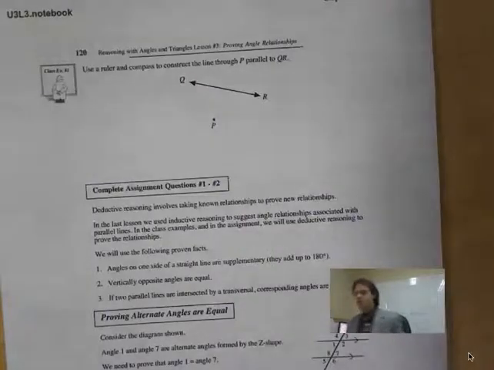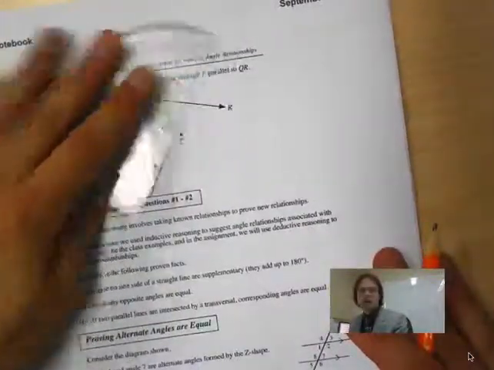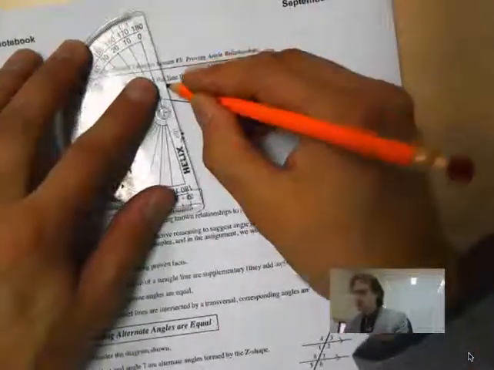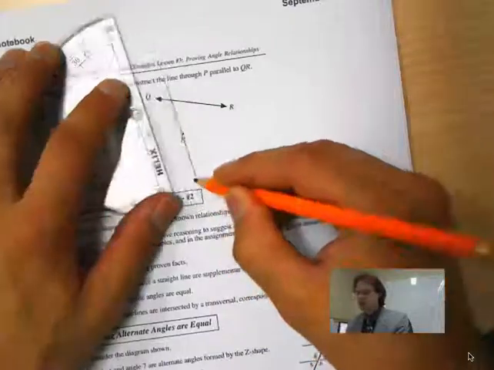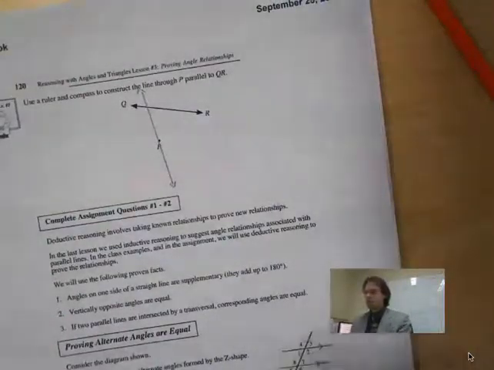So here we go. Step one is we're going to draw a line. I could draw from here, as long as it goes through point P and it intersects this line. So I'm just going to go from here, point P, intersecting the line. There we go.